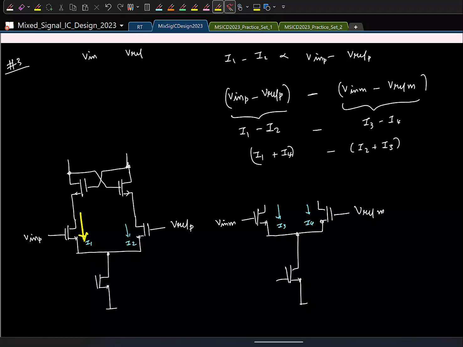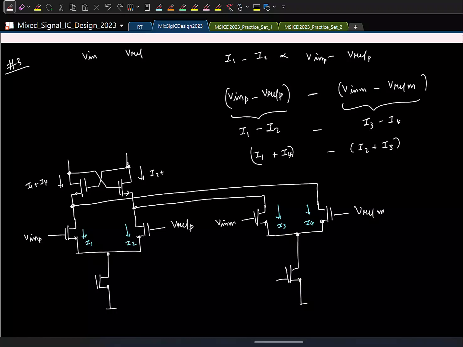So I1 is already flowing here, I4 is flowing here. I want to sum up these two currents. What can I do? I'll just go and put them like this, right? So now the current flowing here is I1 plus I4. On the other side I want I2 plus I3. So I'll go and do this. Okay. So now the current flowing is I2 plus I3, and this is the differential current that will get processed by the cross-coupled pair here, and then our output will regenerate properly.